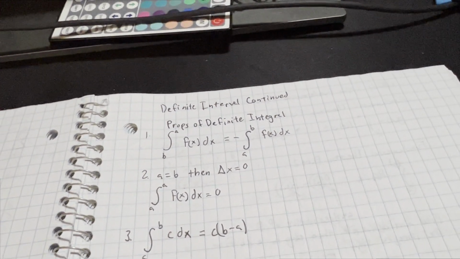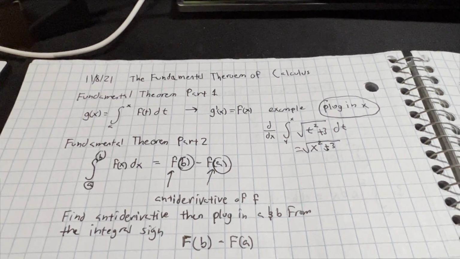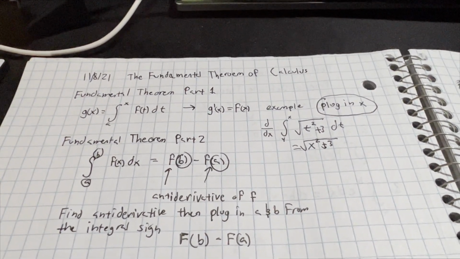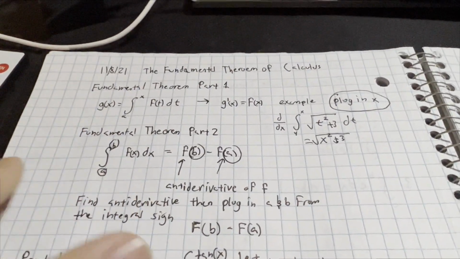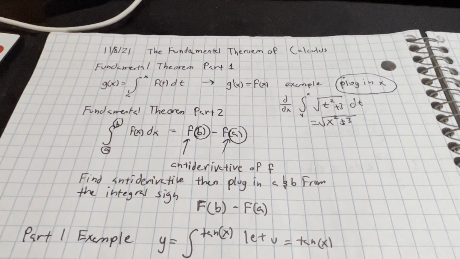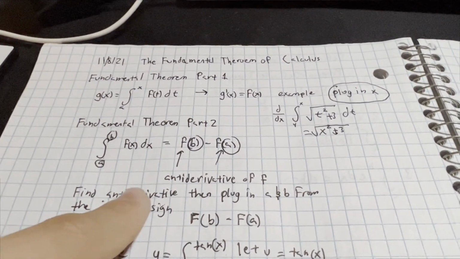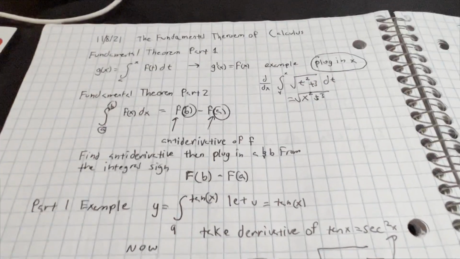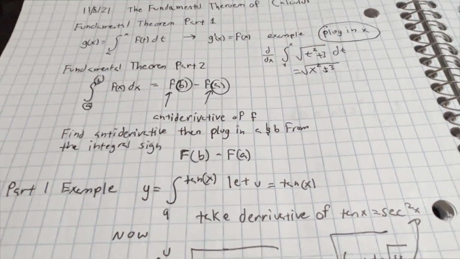If a equals b, then delta x equals 0. Wow. Fundamental theorem of calculus. I guess you just plug in x. Fundamental theorem of calculus part 2. Oh, I remember this. So you plug in, find the antiderivative, then plug in a and b. Yeah, past Ruben, thank you for teaching future Ruben how to do this part.